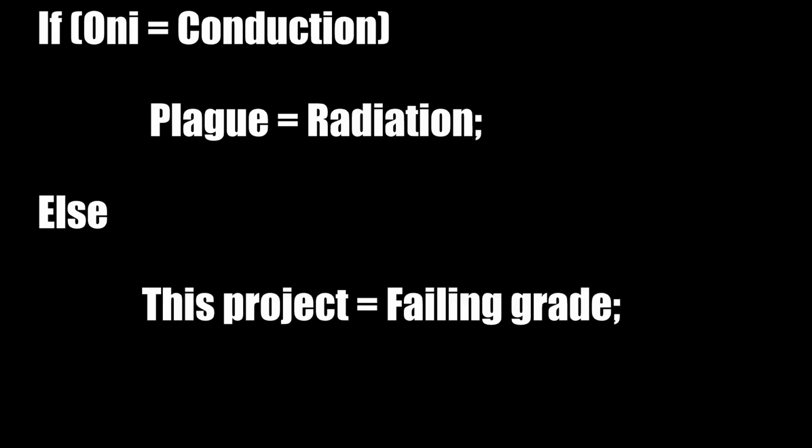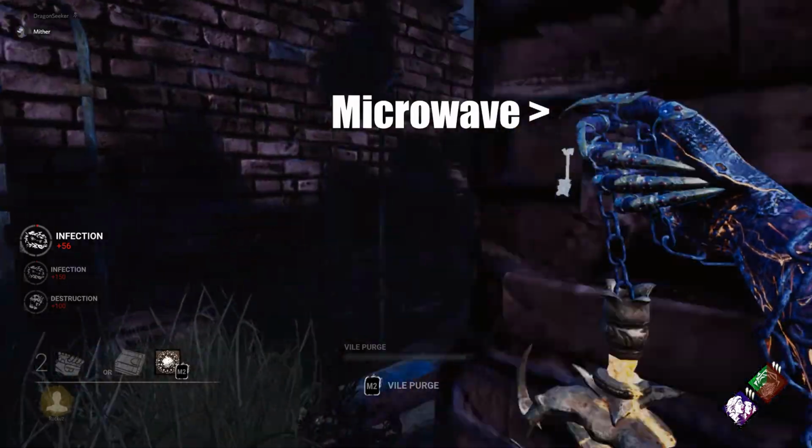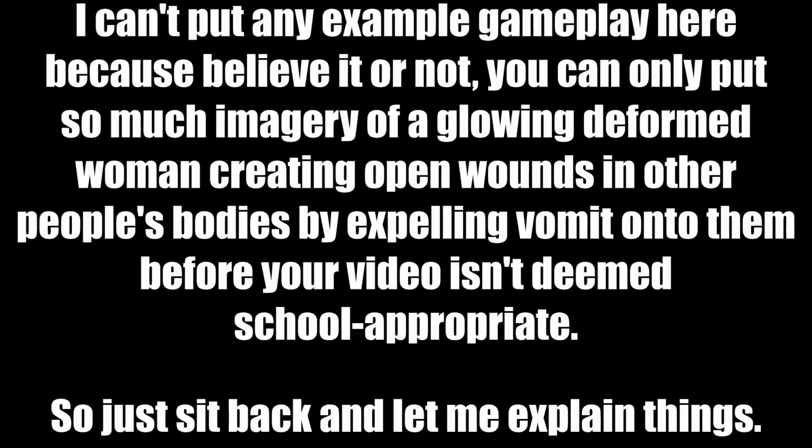Much like the Oni functions a lot like conduction heat, the Plague can easily be likened to radiation heat, only this time, the Plague is the source of heat, not the survivor. So the Plague is a microwave and the survivor is a cold pizza. Perfectly normal thing to put in the microwave. When the Plague vomits on a survivor, she is shooting microwave radiation at them.